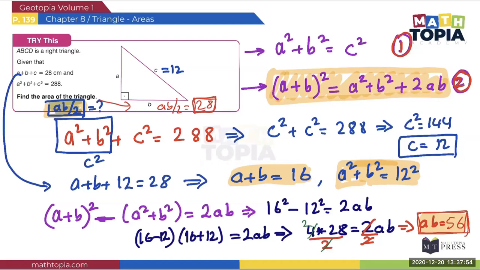Oh, what a coincidence. A plus B plus C is also 28. Okay, we got this one. We used a bunch of algebraic manipulations and made effective use of the given information. That's the end of the page 139 side problem.